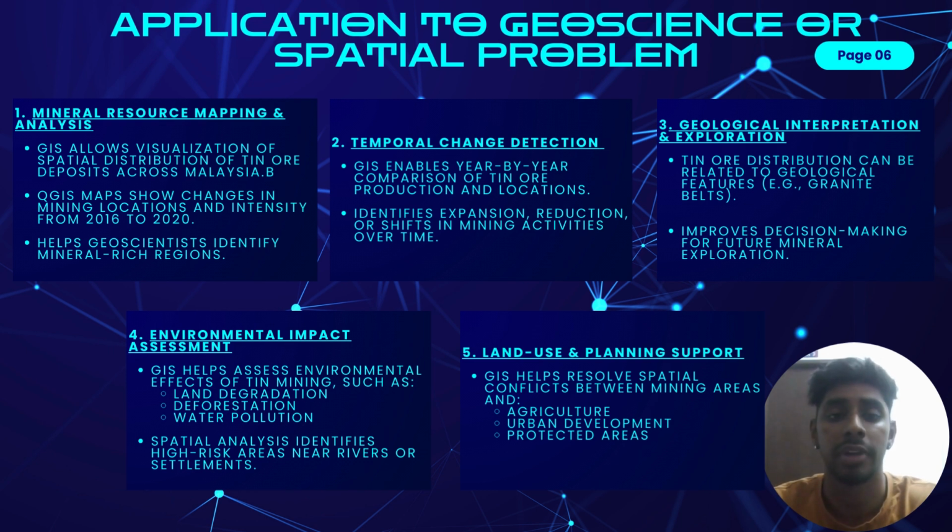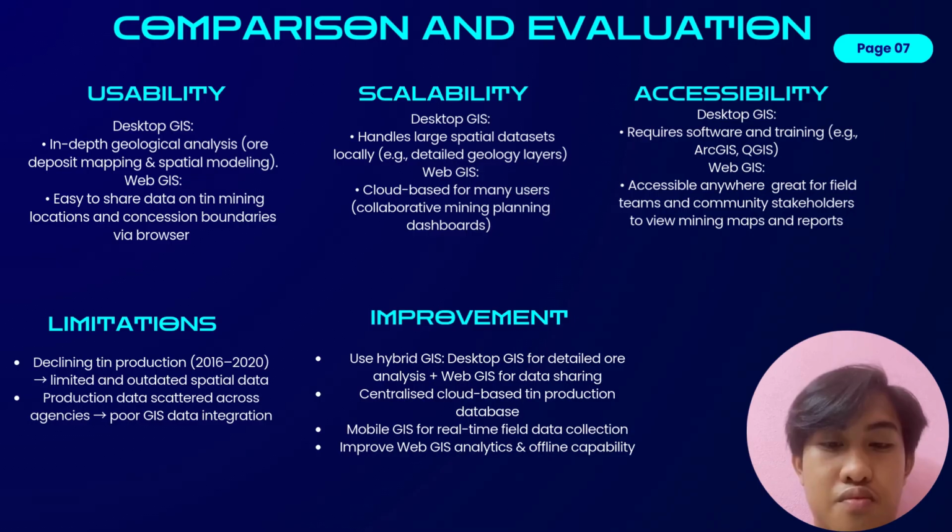And lastly we have land use and decision support. Finally, GIS supports land use planning and decision making. Authorities can use GIS maps to manage mining activities and promote sustainable resource management. So in conclusion, GIS is an important tool in geoscience for analyzing the spatial and temporal distribution of tin ore in Malaysia. Thank you.